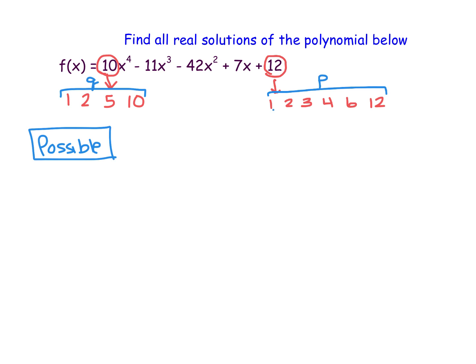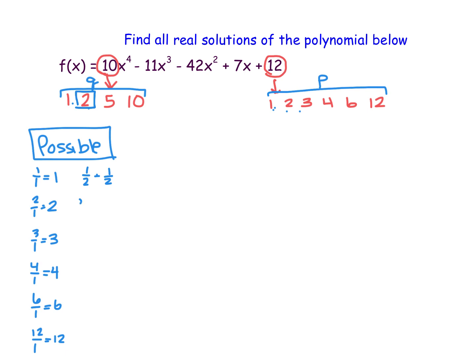So I'm going to start with 1 and 1. So if I do 1 over 1, that is just 1. I then take 2 over 1, which is 2, 3 over 1, which is 3, 4 over 1, which is 4, 6 over 1, which is 6, and 12 over 1, which is 12. And then I move on to the 2's. So now I'm focusing on this q value of 2. So I start with 1 over 2, which doesn't simplify any further. It's just 1 over 2.